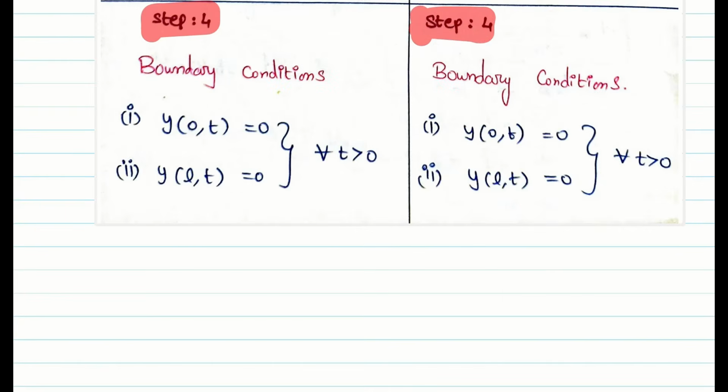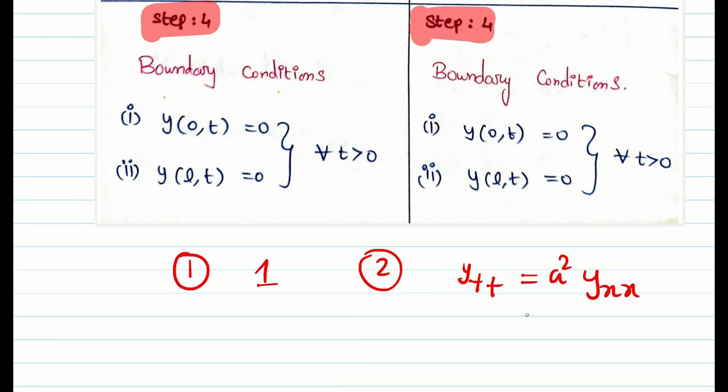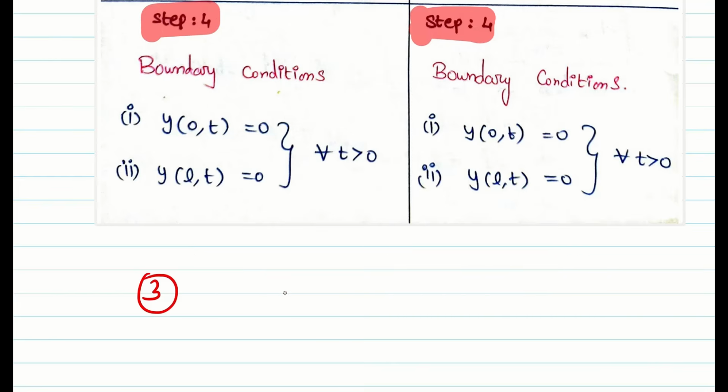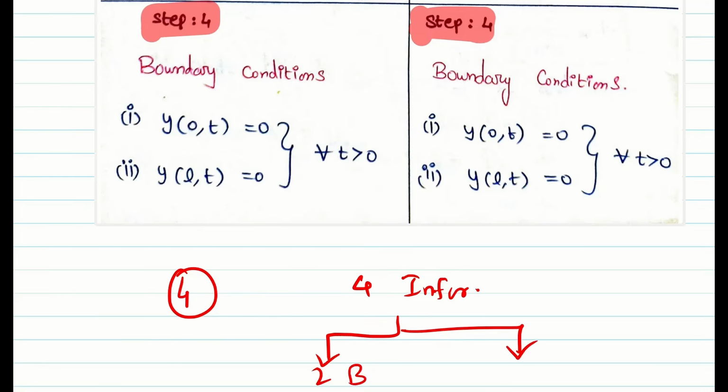Next, step 4. Here the changes come. In step 4, we write the boundary conditions and initial conditions. As we discussed, step 1 gives one piece of information, that is my diagram. Step 2 gives two pieces of information, that is y double t is equal to a square y double x, and we explain what a square means. In step 3, we write the most suitable solution out of 3 possible solutions. So step 3 contains 3 pieces of information and step 4 contains 4 pieces of information, that is my 2 boundary conditions and 2 initial conditions. That's why I'm writing like this. It is very useful for you to solve the problem.